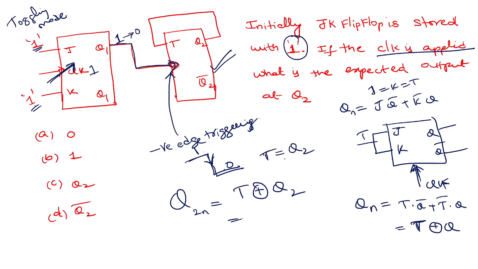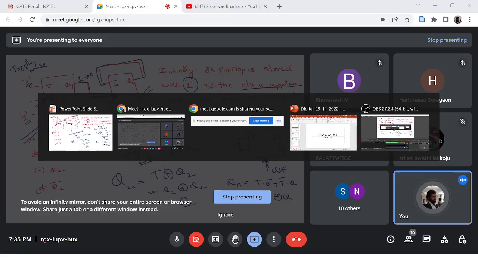T is Q2. Are you getting it? See, this T, Q2 is connected back to T, right? So Q2 XOR of Q2, that is 0. So the option A is right answer.